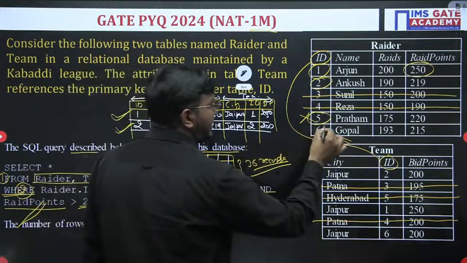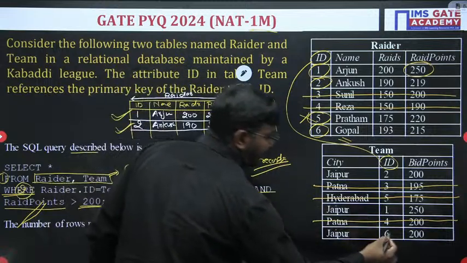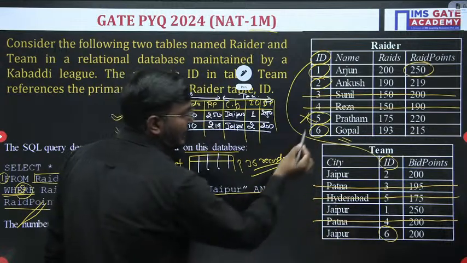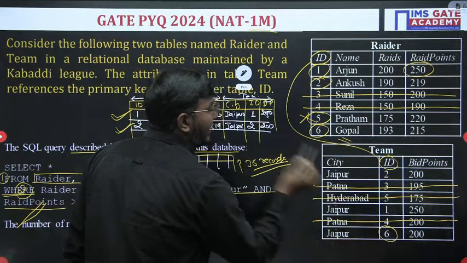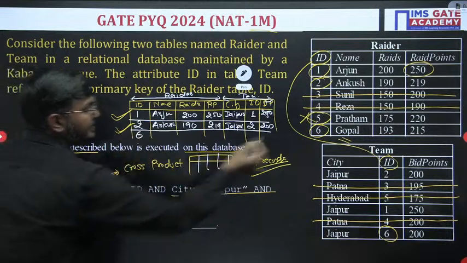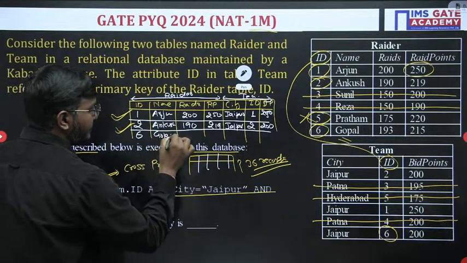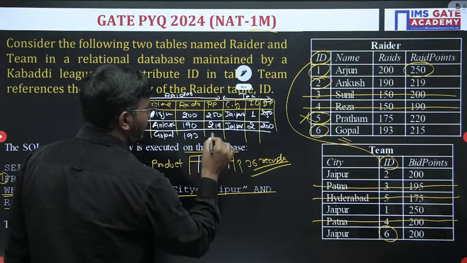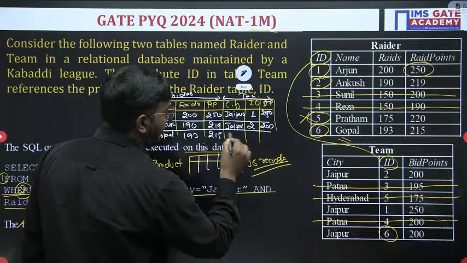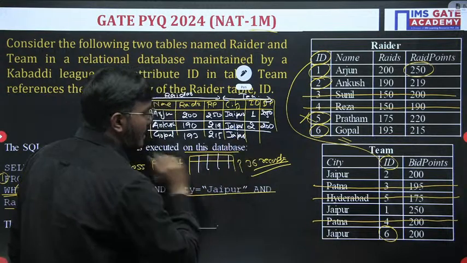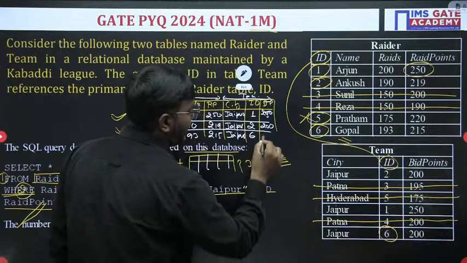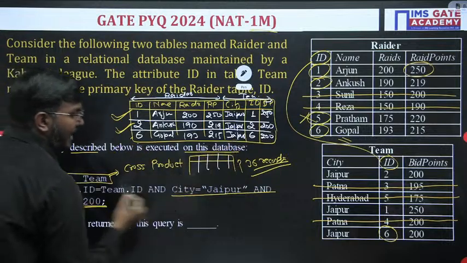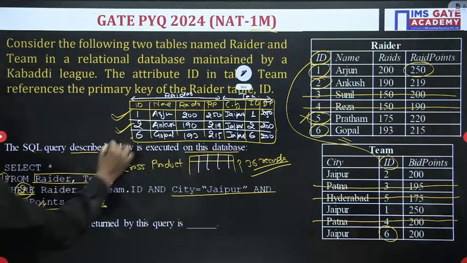Fine. Now the last is ID equal to 6. Is it matching with anyone? Yes, it is matching with the last one, where the city is Jaipur and ID is matching. So if ID is matching, then this pairing will be in the result table. Here ID is 6, name is Gopal, the rate is 193, rate point is 215, city is again Jaipur, ID is 6 and the bid point is 200. Understood? The last record also satisfies all the conditions of the where clause, so this also is selected.